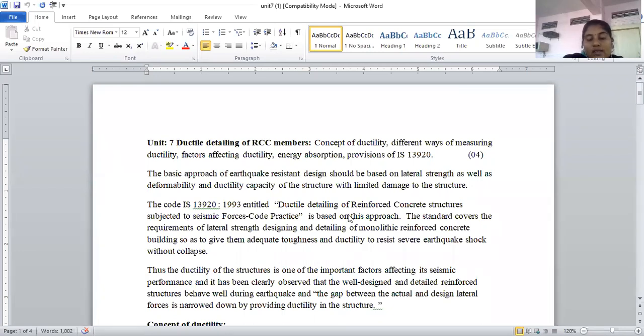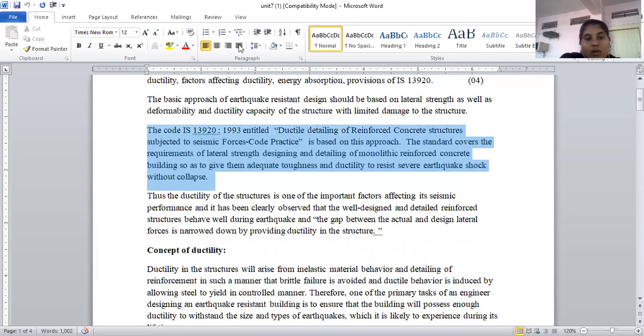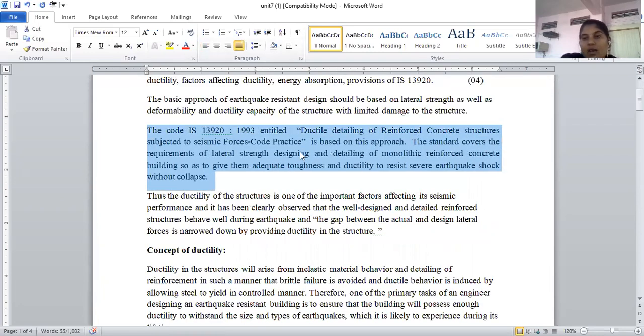The IS code on ductile detailing of RCC structures subjected to seismic forces is based on this approach. Based on this, the IS code will achieve the toughness and ductility to resist earthquake loads and earthquake shocks coming on the structures. For that purpose, we will make our building a strong building which reduces the damages to the structures.